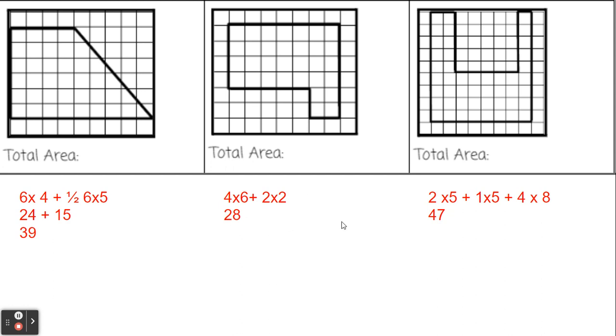Here I split it into three different sections. I've got a 2 by 5 here because I did my cutoff here. So I did 2 by 5, I did 1 by 5, which is this section right here, and then here I had 4 by 8. So I got a total area of 47.